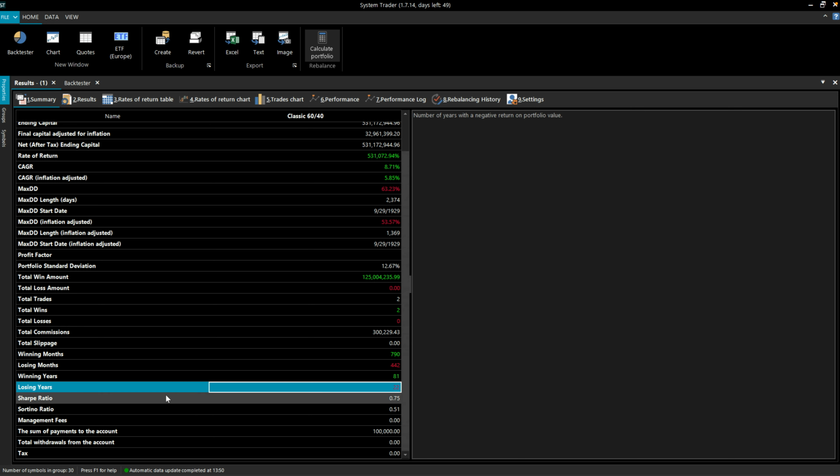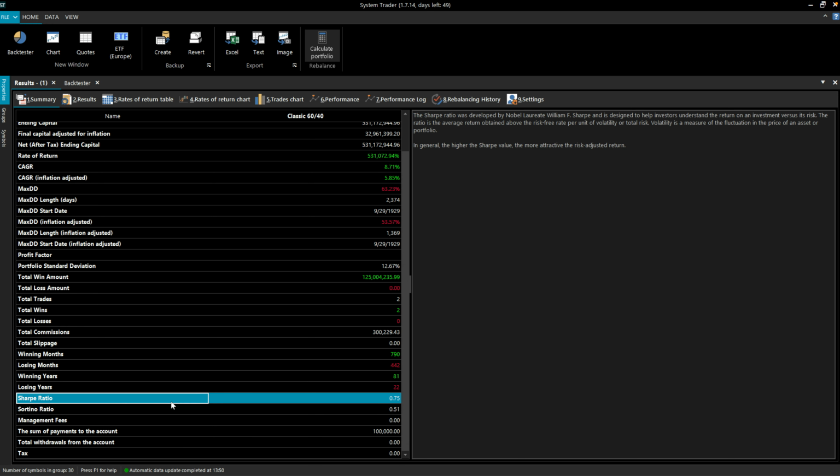And we have some other metrics, like the Sharpe ratio, which was, as you can see in the description here, developed by William Sharpe. In general, the higher this ratio is, the better. On average, you can say that whatever is above 0.5 is okay. If it's close to 1 or exceeding 1, it's really great.